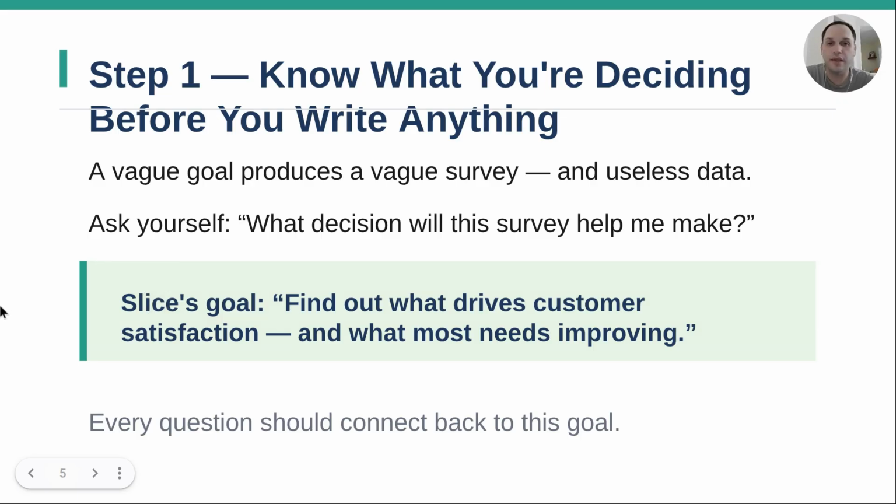Step 1. And this comes before you write a single question. Know exactly what decision this survey will help you make. A vague goal produces a vague survey. If you don't know what you're deciding, you don't know what to ask. For Slice, the goal is clear. Find out what drives customer satisfaction and what most needs improving. Every question we write should connect back to that. If a question doesn't serve that goal, it doesn't belong in the survey.